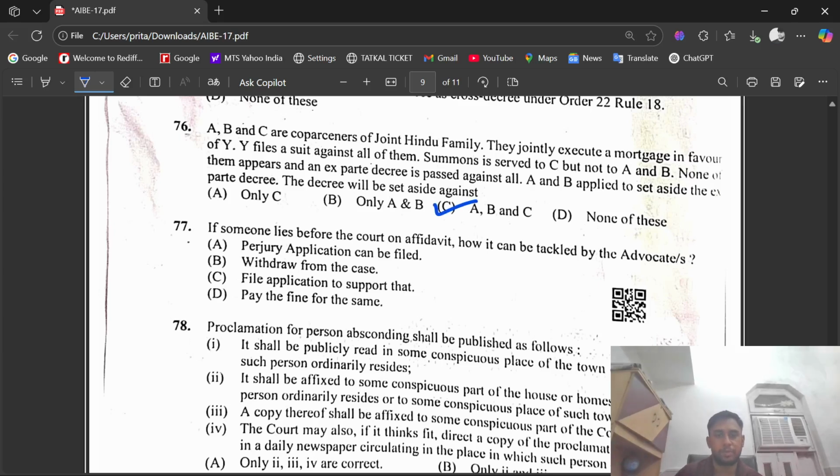So A, B, and C, co-partners of joint family, jointly execute a mortgage in favor of Y. Y files a suit against all of them. Summons is served to C, but not to A and B. None of them appears. An ex parte decree is passed against all. A and B applied to set aside the ex parte decree. The decree will be set aside against A, B, and C. Okay, so even though summons was served to C, it will be set aside, because it is being set aside for B and C.